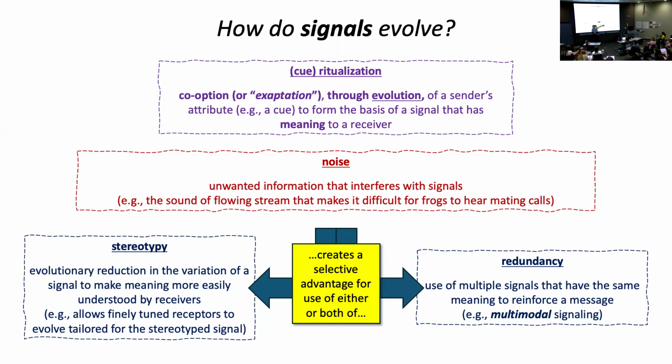The other thing is redundancy, which is like merging two signals. So I'm not only speaking to you, but I'm also using my hands to try to communicate additional information. The frog is using its leg as well as vocalizing. Those two together make the call more salient. And those are two ways to fight noise.